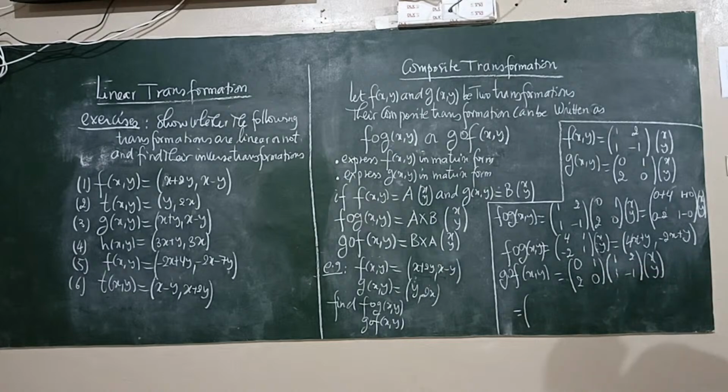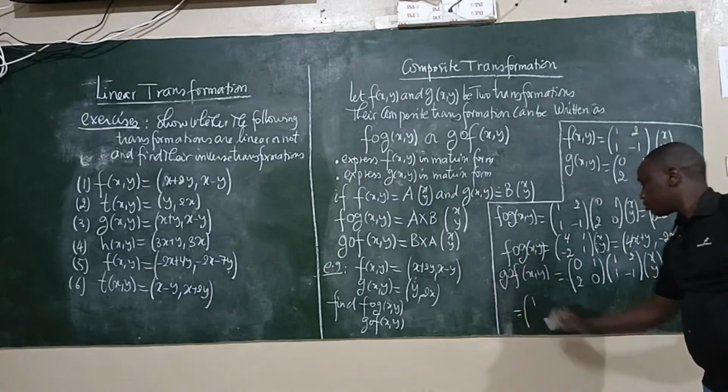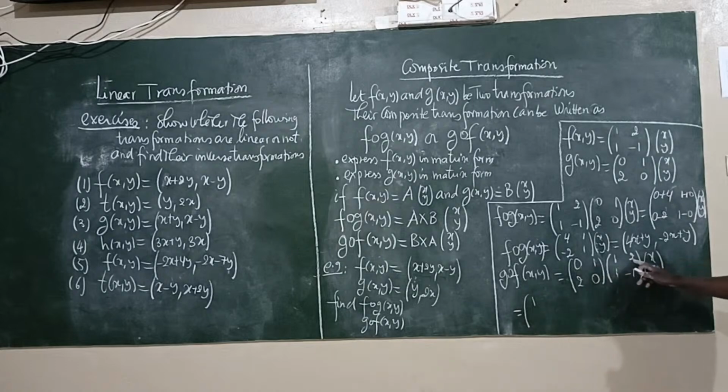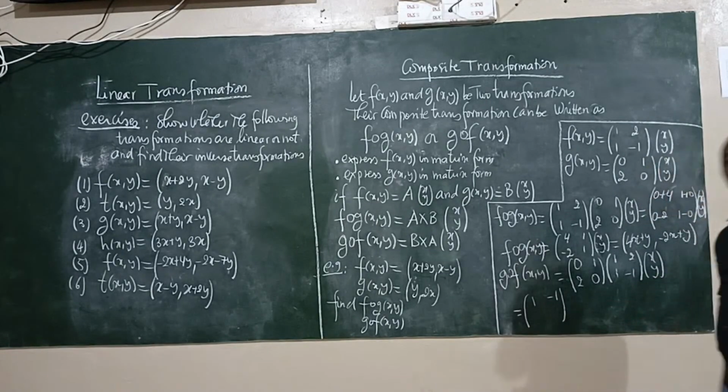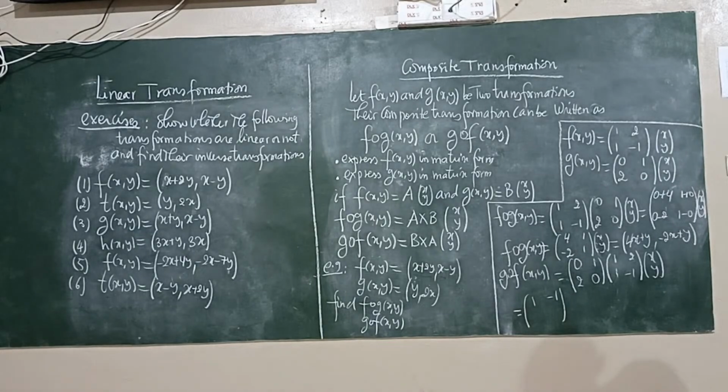So we have 0 plus 1, that is 1. 0 times 2, that is 0, plus 1 times minus 1. Here is going to be minus 1. Let's use the second law. The second law is this.